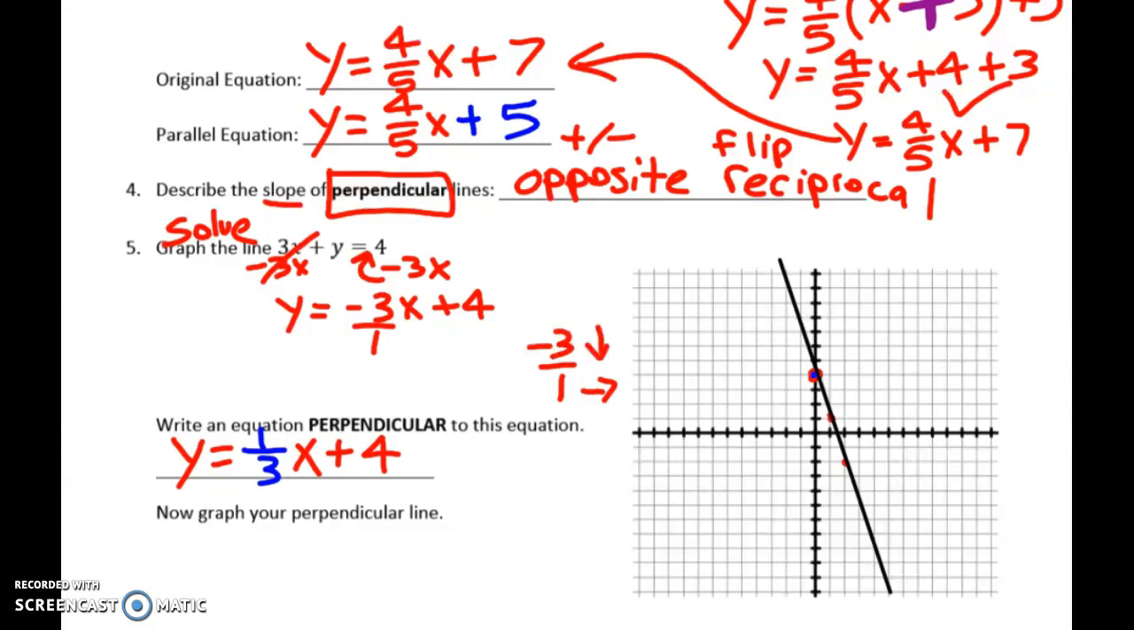So, I'm going to put my point at positive 4 again. But to graph this one, I need to rise 1 up, because it's positive, and run 3 to the right. So up 1, 1, 2, 3. And keep going, up 1, 1, 2, 3. And then I'm going to graph that. Boom. Does everyone see those are perpendicular because they clearly make a right angle right there? Okay? I'm looking for opposite reciprocal slopes. Your quiz is very similar to this, so let's recap real quick.